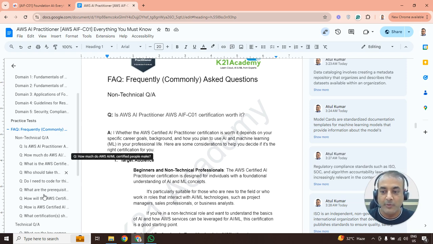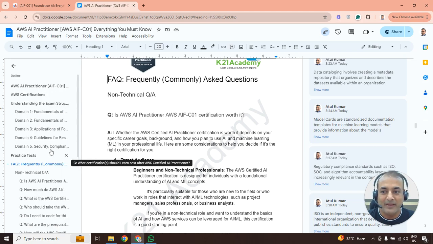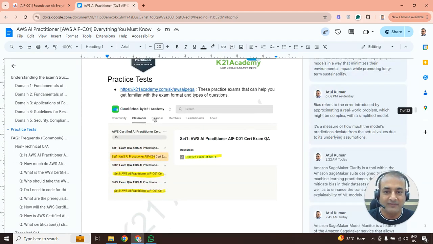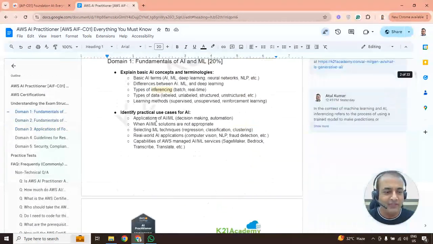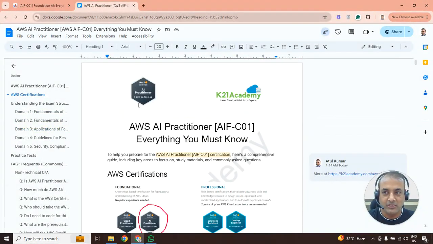I'm from this background, should I be doing it? What are the prerequisites? What should be the next one I should be doing? How do I practice the sample exam questions? I'm also going to give you the practice test that you will need to clear this certification as well. So everything that you need to know or understand in this certification, I'm going to cover.